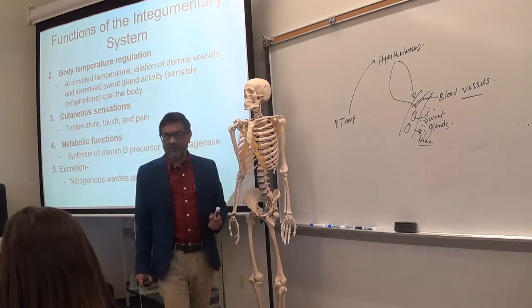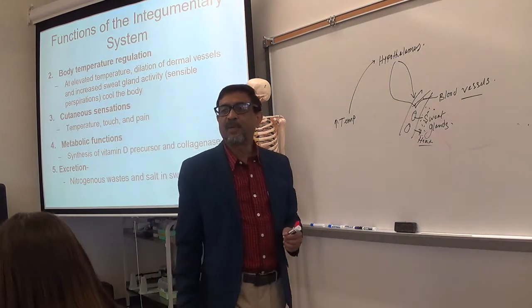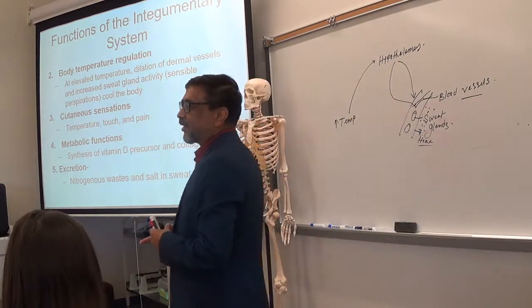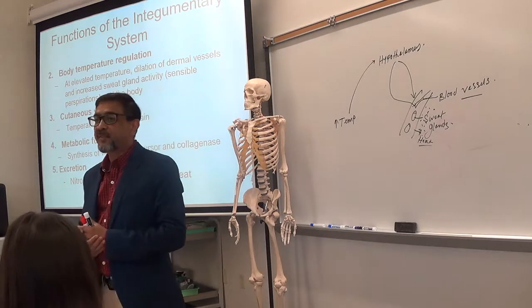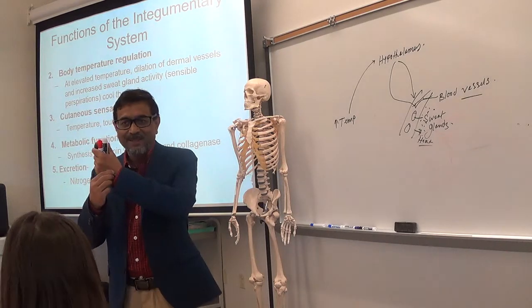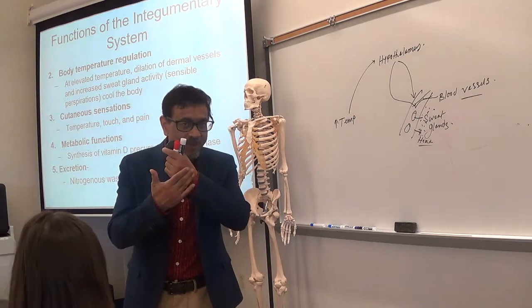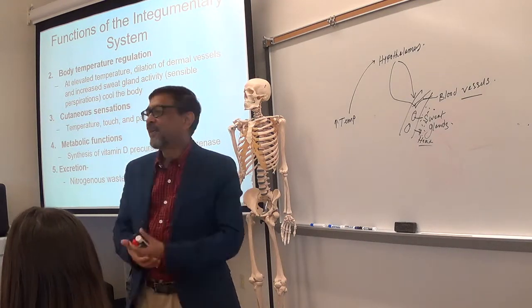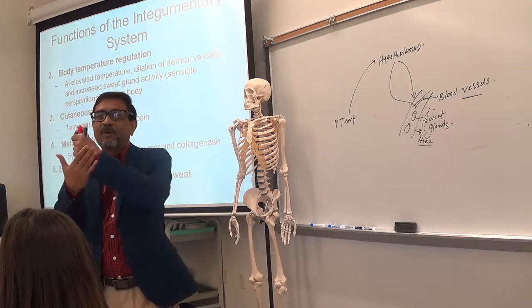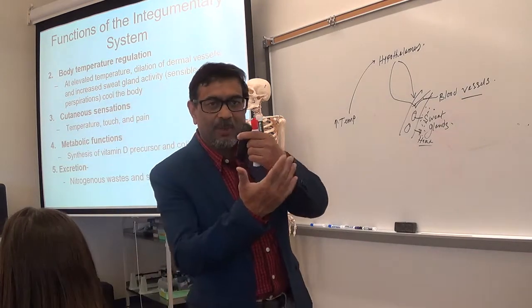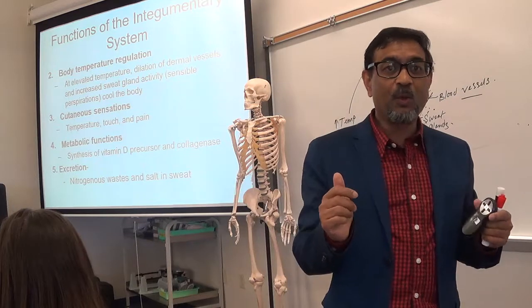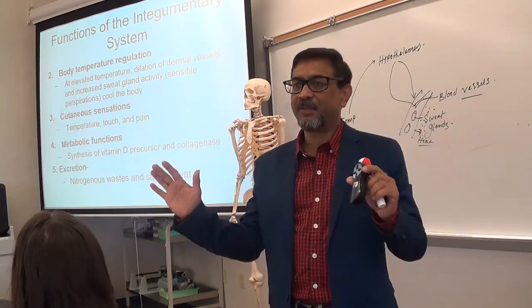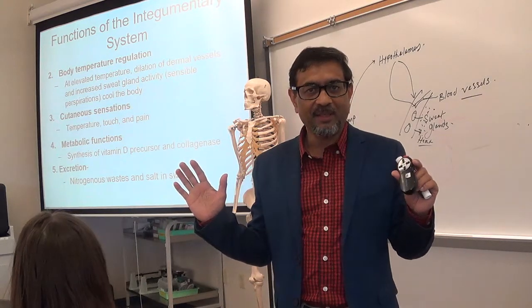Cutaneous sensations. Housing cutaneous receptors. In your skin, you have pain receptors, right? That's why you feel pain. You have temperature receptors, right? So you can detect hot or cold. Make sense? You have touch receptors in the skin, right? So if someone touches, you can tell. So those are due to the presence of what? Receptors. Is it clear? In the skin.